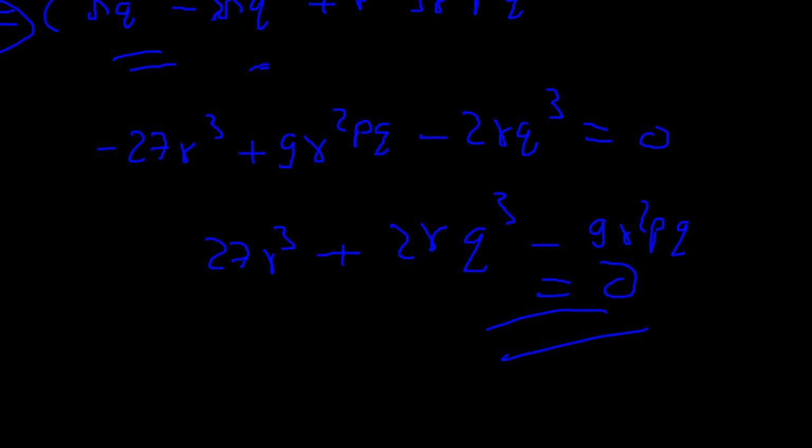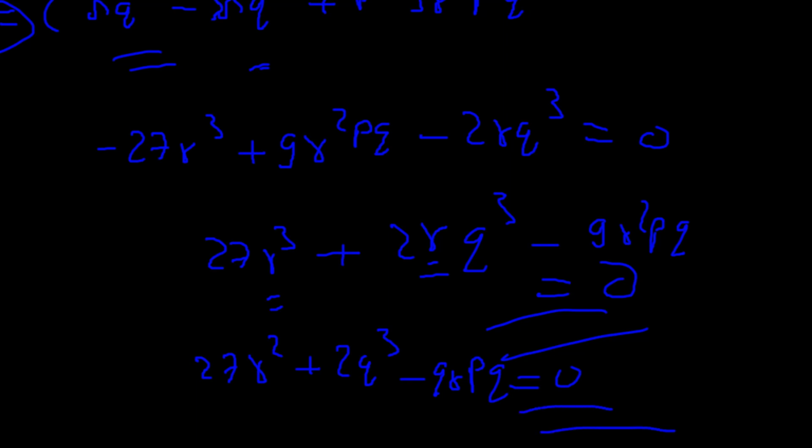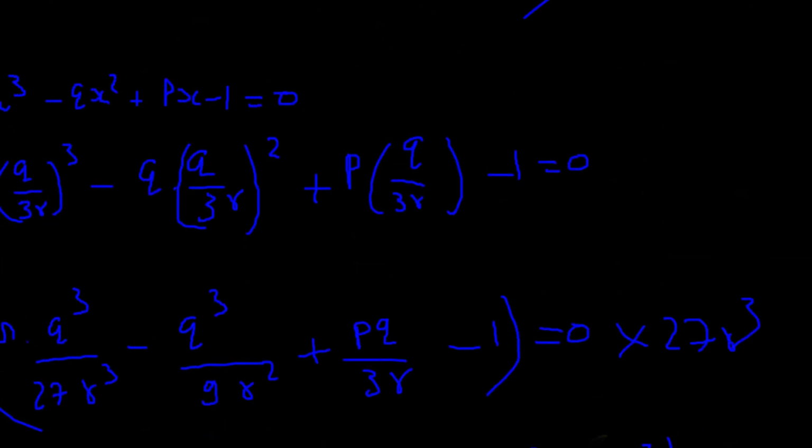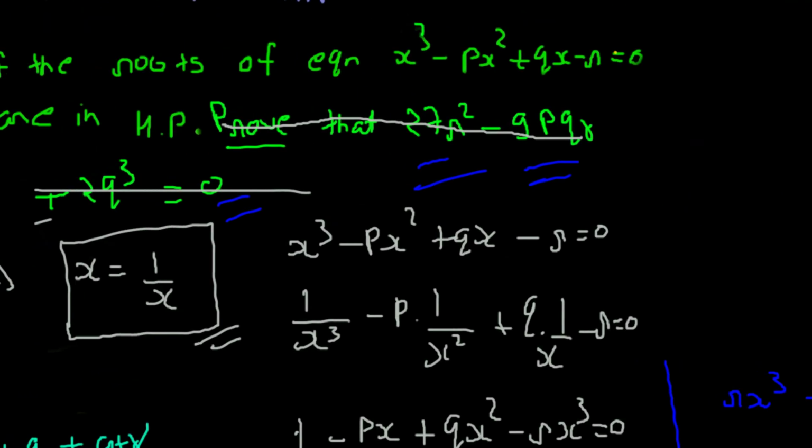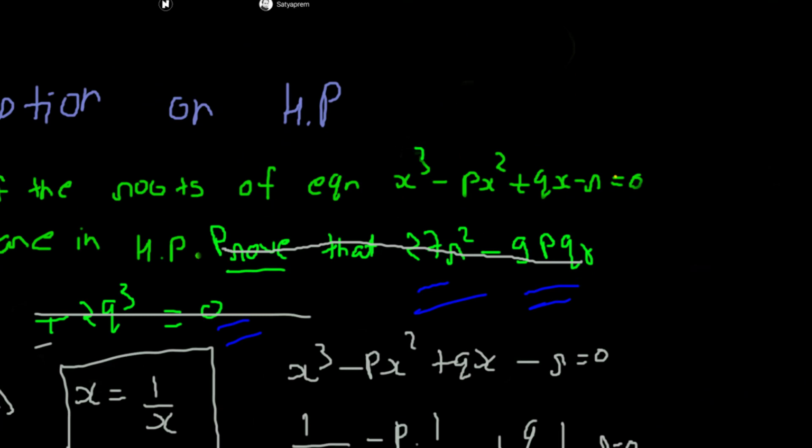Okay, one more thing I forgot to tell you: to prove this, we can also divide all of these terms by r. So it will be 27 r squared plus 2 q to the power 3 minus 9 r p q equals 0. Now it equals the required answer, which is the right hand side. A little bit long, I guess. So this is what we got.